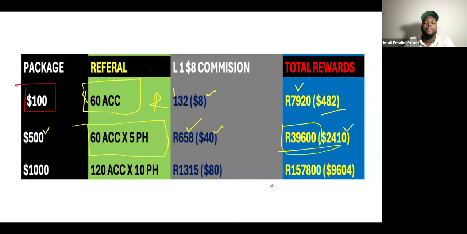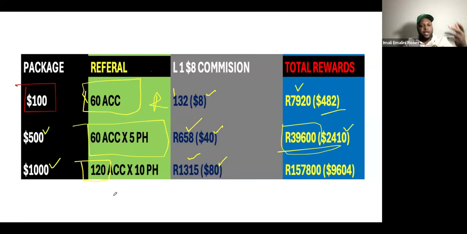39,600 in rands. What about if they increase the bar to $1,000 each? 8% to you is $80. $80 of $1,000 in rands is 1,350 rands. Multiplied by 120 accounts. You have doubled the accounts.